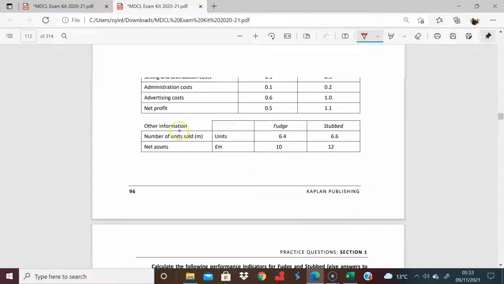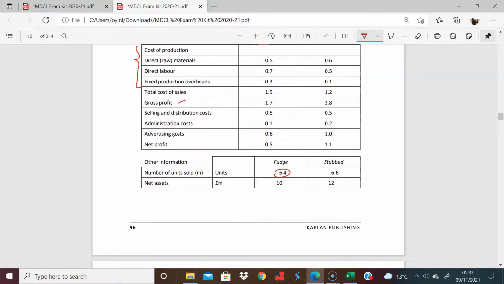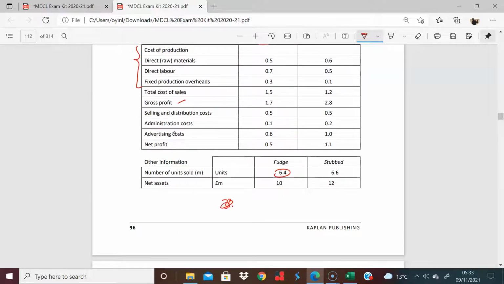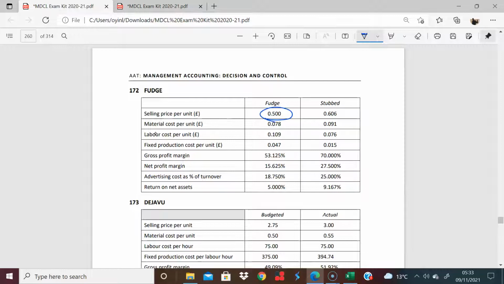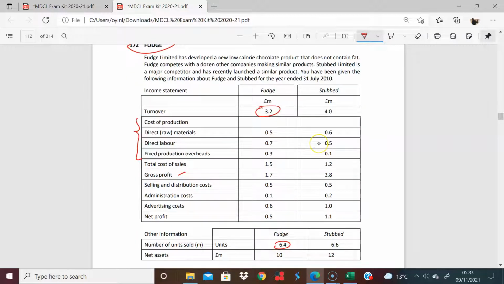So, selling price per unit. I have the total turnover, and I have the total number of units that we sold. So that is literally 3.2 divided by 6.4. This feels like a half, like 0.5. Let's look at fudge here, and there you have it, 0.5. So just apply literally the same principle to turnover here and then here, and you're there.